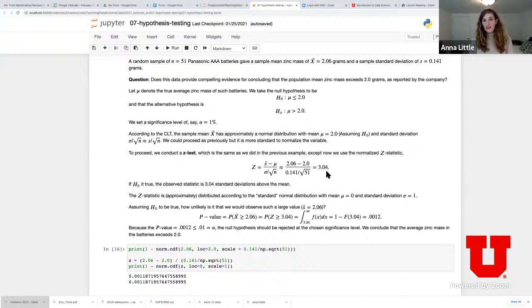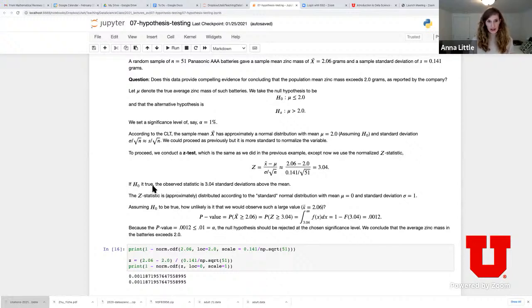So what this indicates is that what we observe is over 3 standard deviations above what is expected according to the null hypothesis. And again, that's kind of a lot. So over 3 standard deviations. So we would kind of expect that this is an unusual outcome if the null hypothesis were true.